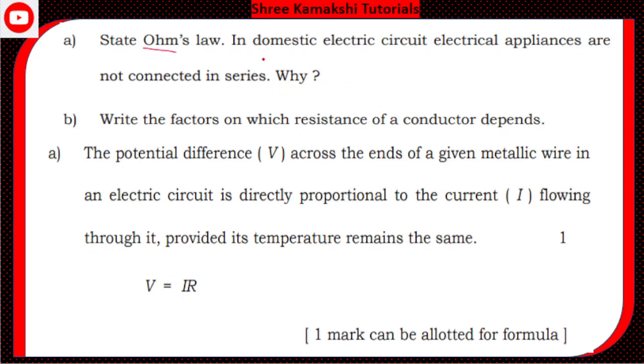State Ohm's law. In a domestic electric circuit, electrical appliances are not connected in series. Why? Second question is, write the factors on which resistance of a conductor depends. The potential difference V across the ends of a given metallic wire in an electric circuit is directly proportional to the current flowing through it, provided its temperature remains the same.